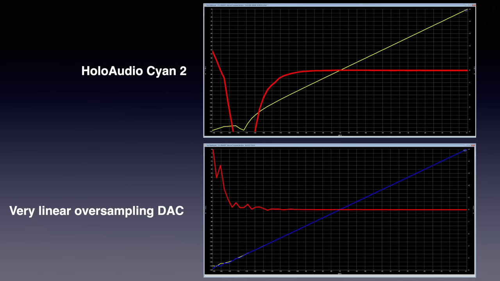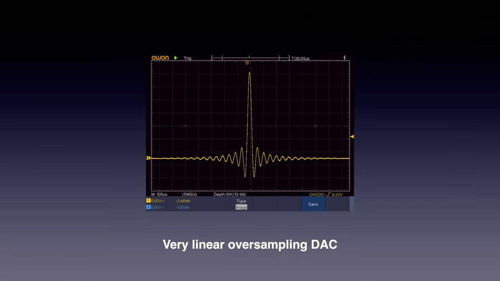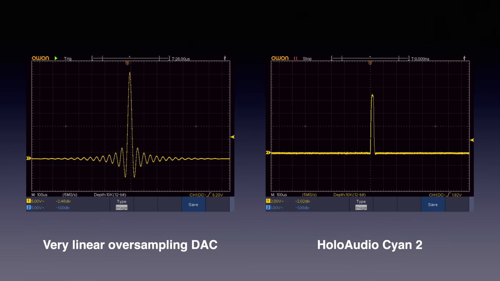But to achieve this, there is a price to be paid in the time domain. This is the impulse response of that very linear oversampler. It has several filters, some of them have post-echoes, this one has both pre- and post-echoes. Compare that to the impulse response of the Cyan 2. No pre-echoes, no post-echoes, perfectly clean in time.